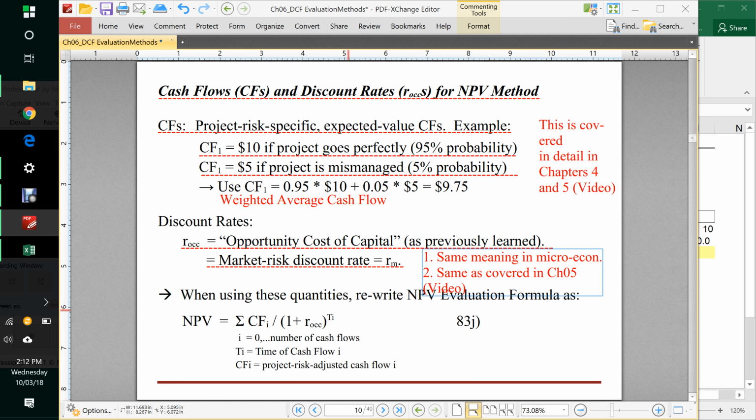Okay, and when we are using now these quantities, we're always going to use the NPV method with our opportunity cost of capital and our project risk specific expected value cash flows. We rewrite the NPV formula as shown here, where we explicitly show opportunity cost of capital and the individual cash flows are assumed to be project risk adjusted. Okay, we have no special designation for them, but we assume that we've done that.